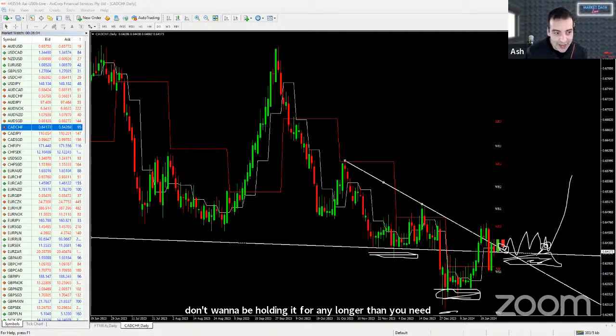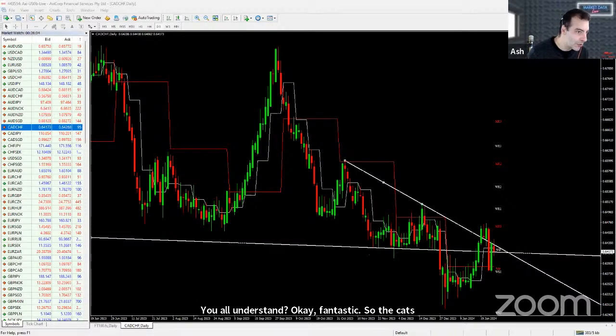But with something like the CAD Swiss, does everybody understand the dynamic with that? If you don't, I can explain it in a bit more detail. With a CAD Swiss, you can hold this for as long as you need to, as long as you don't get stopped out. You understand? Okay, fantastic. So the CAD Swiss is a great option. And yeah, no problem, Adan.